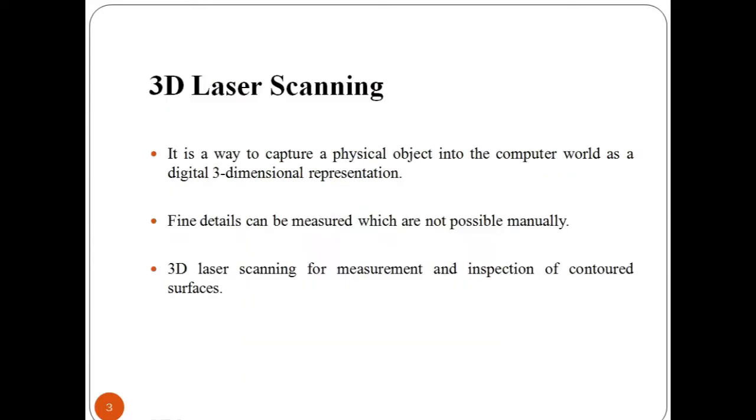In other words, 3D laser scanning is a way to capture a physical object's exact size and shape into the computer world as a digital three-dimensional representation. A 3D laser scanner measures fine detail and captures free-form shapes to quickly generate a highly accurate point cloud. 3D laser scanning is ideally suited to the measurement and inspection of surfaces and complex geometries which require a massive amount of data for their accurate description, and where doing so is impractical with traditional measurement methods or a touch probe.